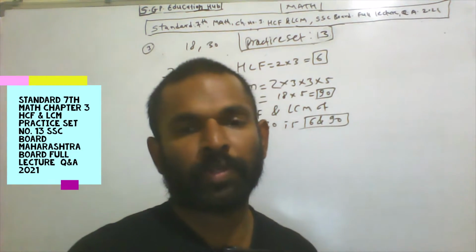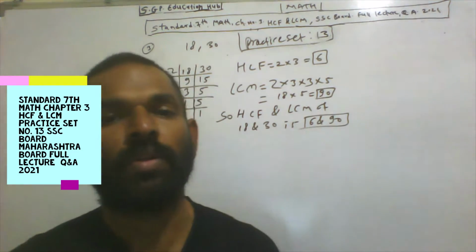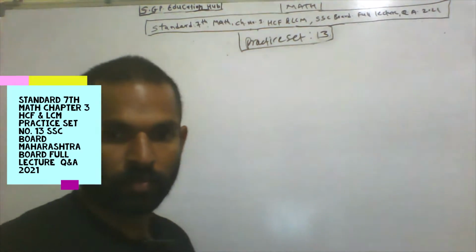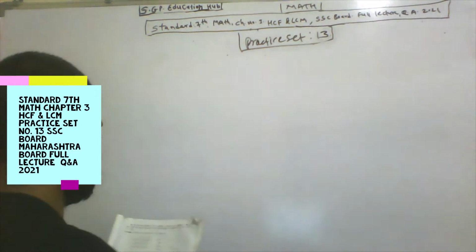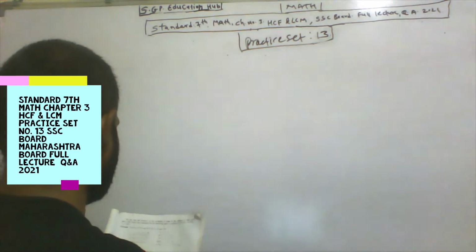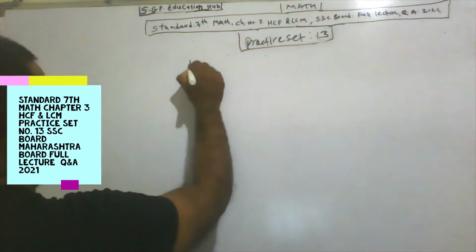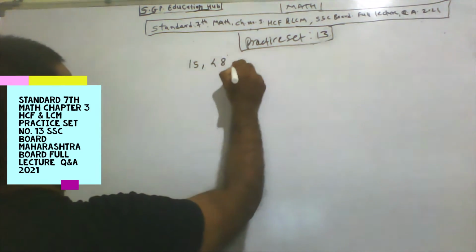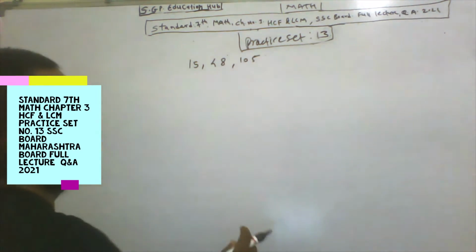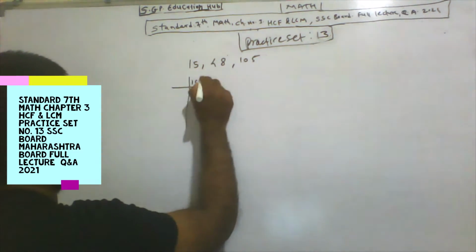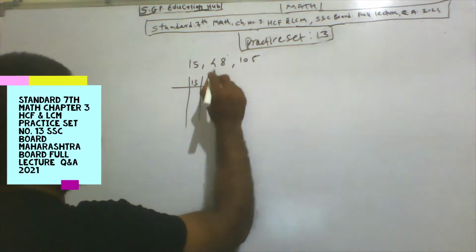Now we are going to solve one more question and then solve the practice set. Okay, let's do 15, 45, 105. Find out the LCM.